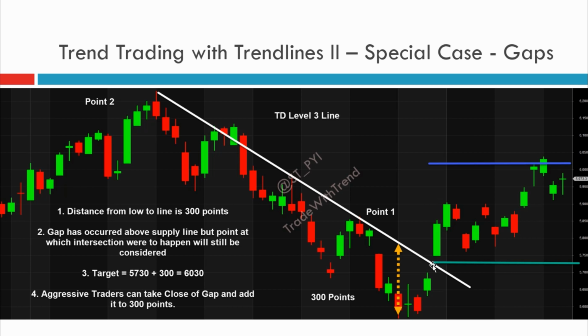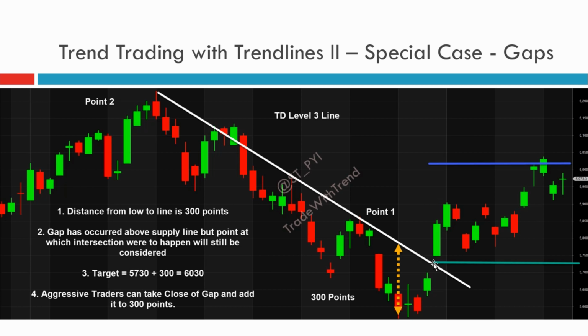If you are an aggressive trader, you can take this 300 points and add it to the close of this candle. But if you're a trader who is a little bit conservative in terms of risk, then you follow the original method, draw a horizontal line here, and see what the level is, the point of contact in case there was not a gap up, and add the points you've got in this perpendicular distance at the point here.